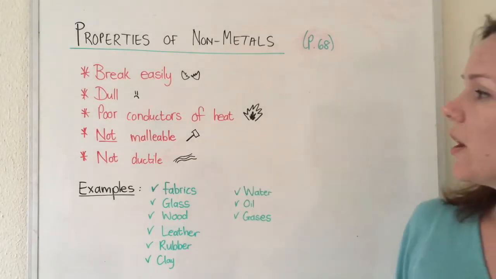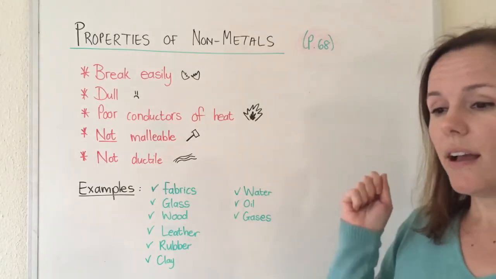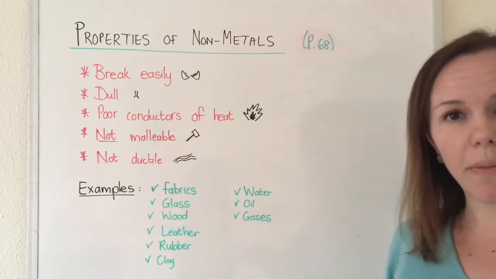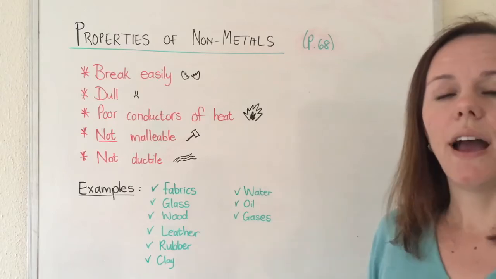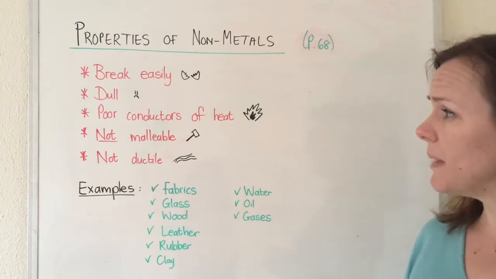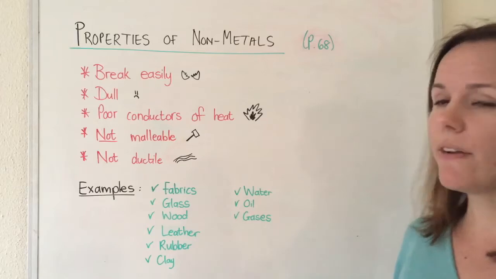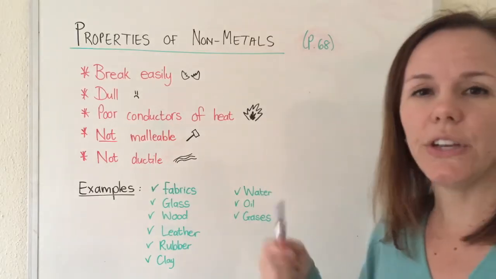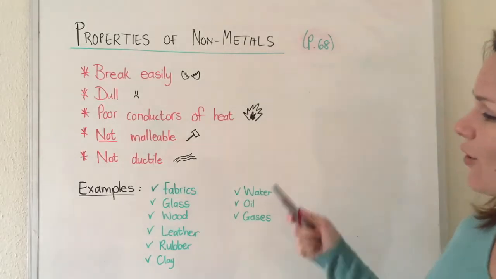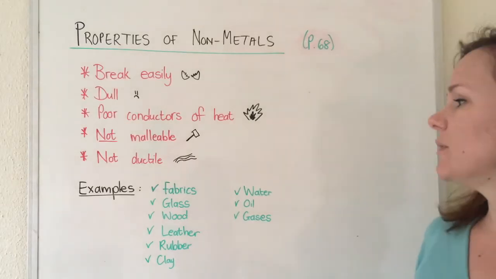Okay, then it is not malleable. So we learned that malleable means that you can kind of hammer it into a shape. Like we learned about the swords that they used to just hit into a certain shape to make a sword with metal. So you can't do that with these things. You can't take a fabric and use a hammer to get it into the shape of a dress or a pair of pants. Okay, and you can't hammer wood into a chair. You have to saw it and cut it and whatever.